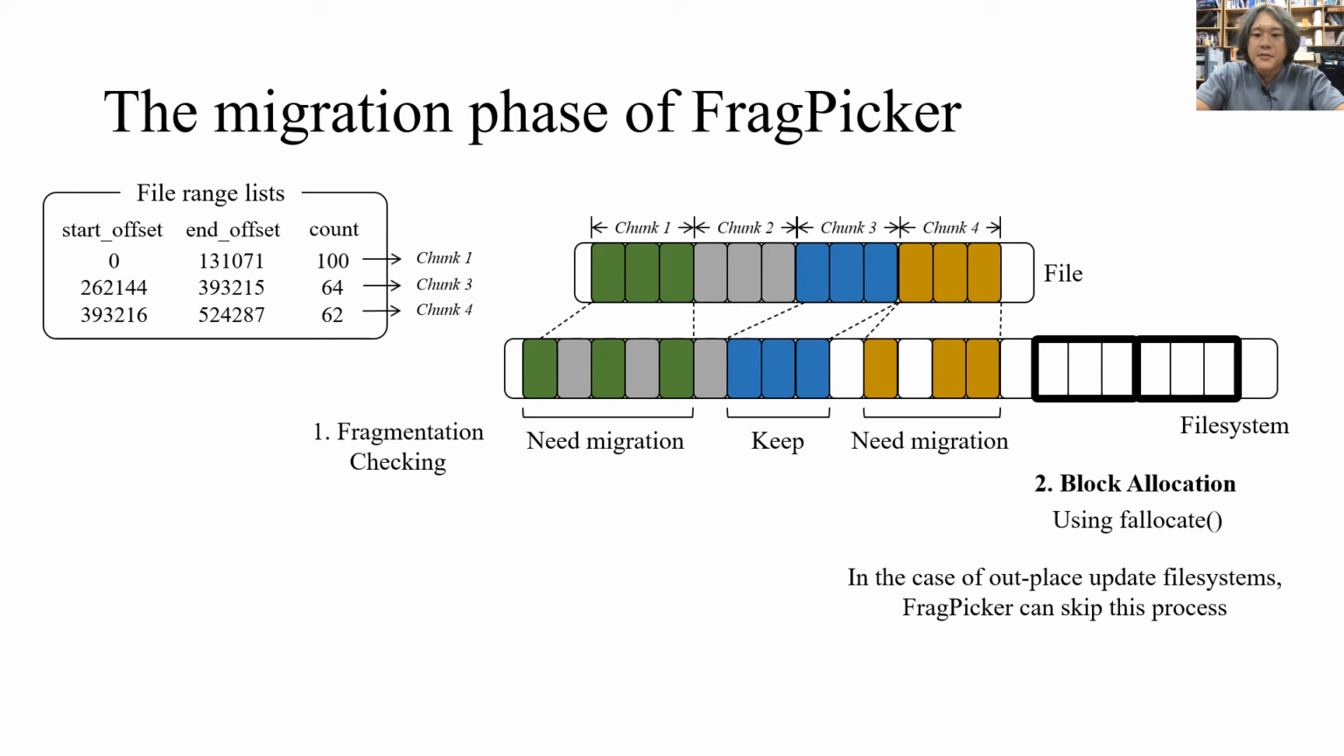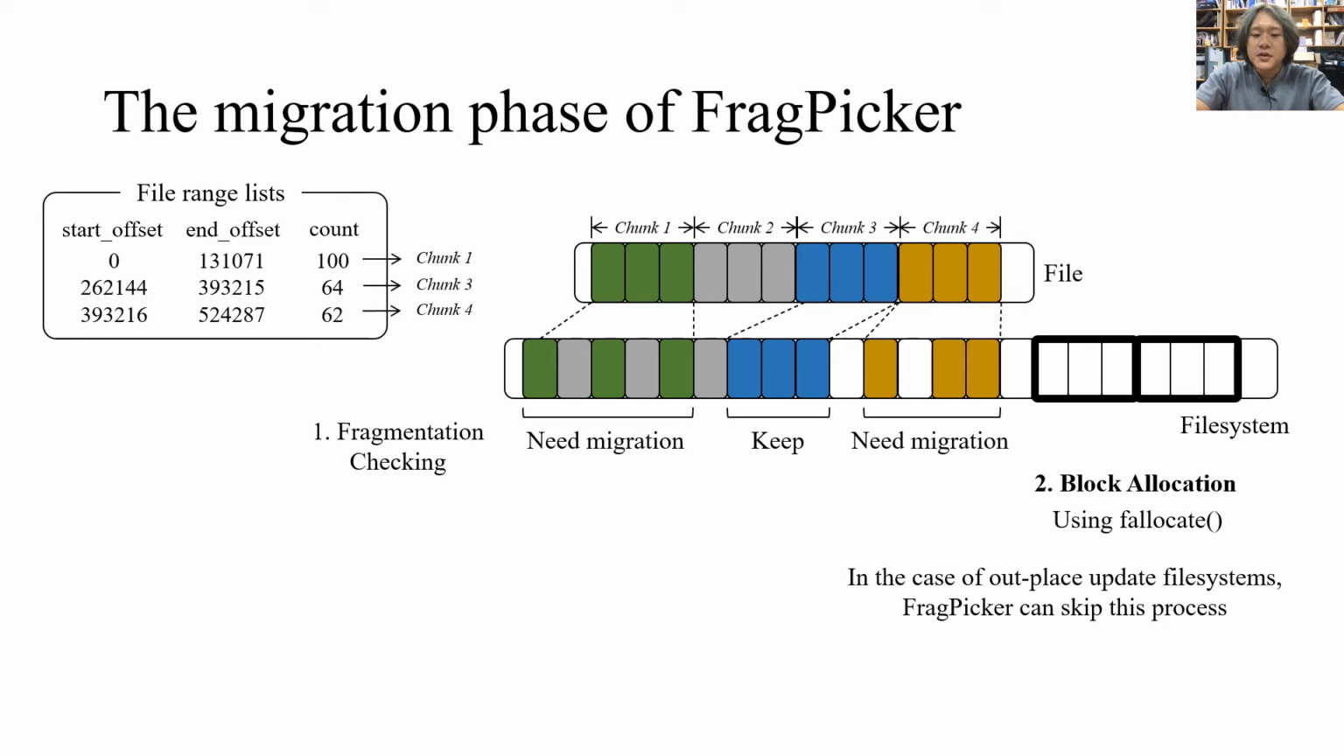Afterwards, FragPicker performs block location. In the case of outplace update file systems, simply updating the data on the same file offset will change the data location. However, in the case of in-place update file systems, explicit block location is necessary for data migration. Therefore, using fallocate, we allocate a new contiguous area in advance of migration.